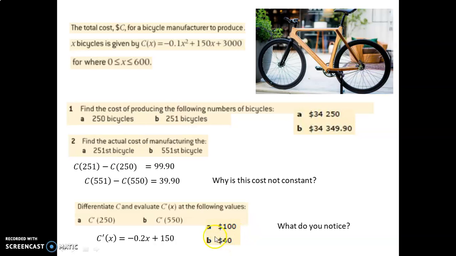Okay, I hope you notice that these two prices are very similar to that cost of the extra bicycle that we found here, very close. And we have those same numbers there, 250 in fact, right? So that is not a coincidence. Let's take a look at what's going on here. So we're going to talk about something called unit costs.